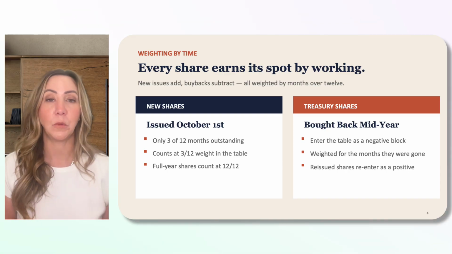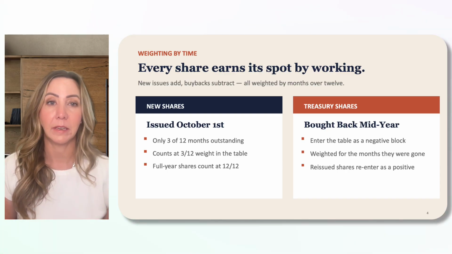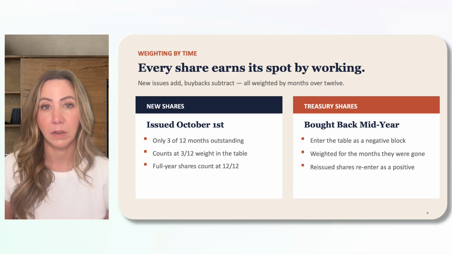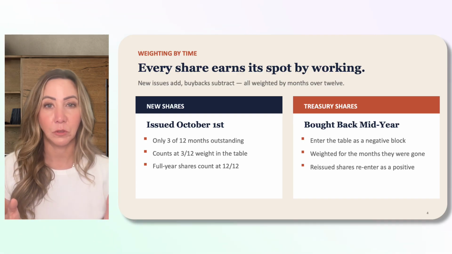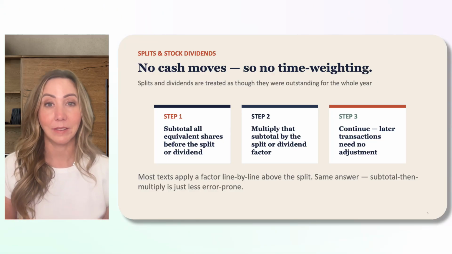Treasury shares work the same way in reverse. When the company buys back shares, those shares stop being outstanding. So they enter the table as a negative number, also weighted for the months that they were gone. New issues add, buybacks subtract, and everything gets multiplied by months outstanding over 12. Now for the wrinkle that causes the most confusion, stock splits and stock dividends.